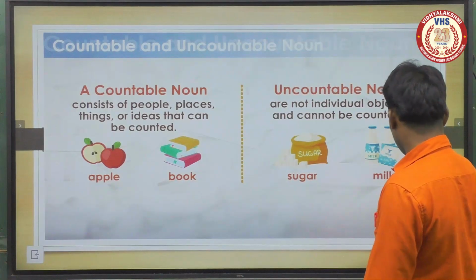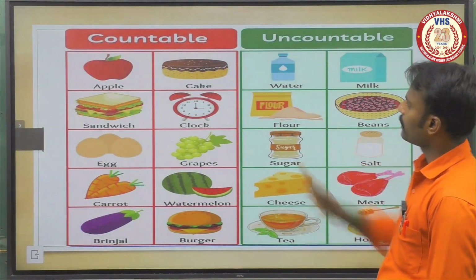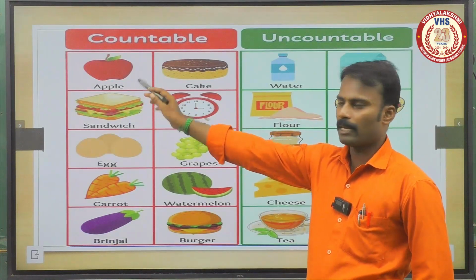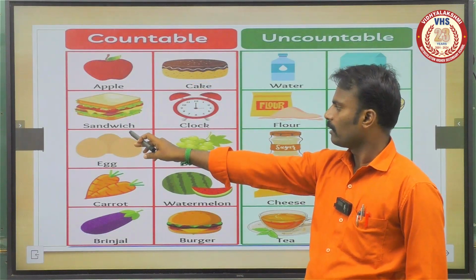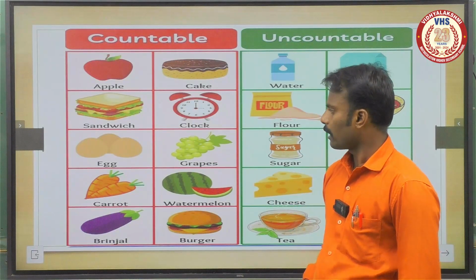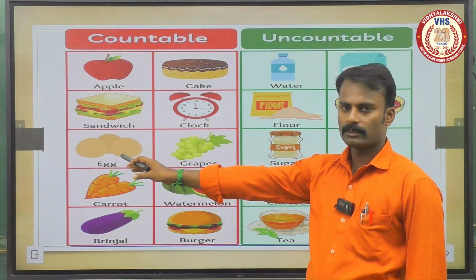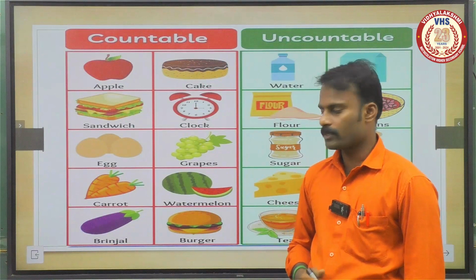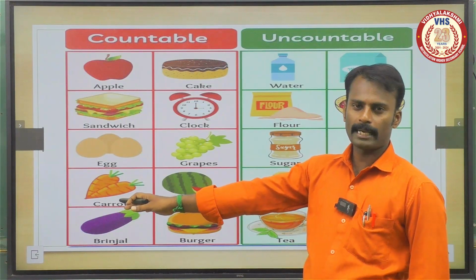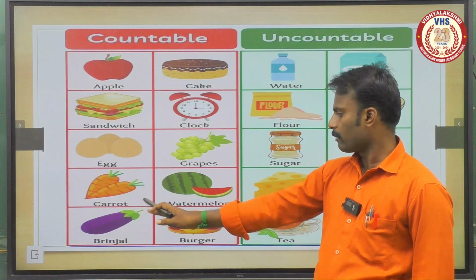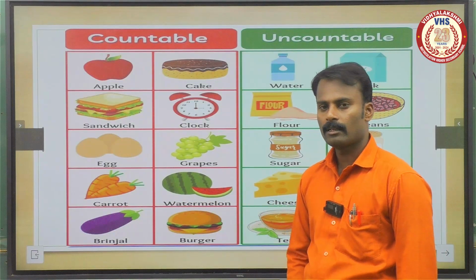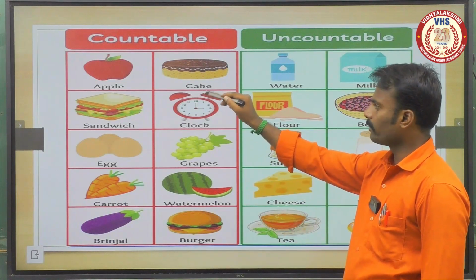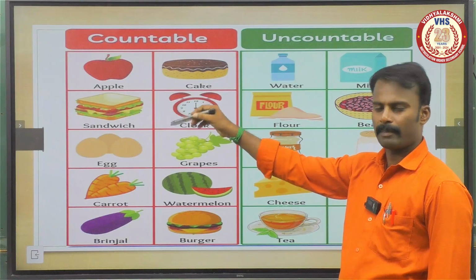So just see the examples, I listed out so many examples here. Countable nouns: apple, apples, cake, cakes, sandwich, clock, clocks, egg, an egg, two eggs, three eggs. Next, grape, grapes, carrot, two carrots, three carrots, some carrots, watermelons, brinjals, burgers. These all are countable. We can count them.